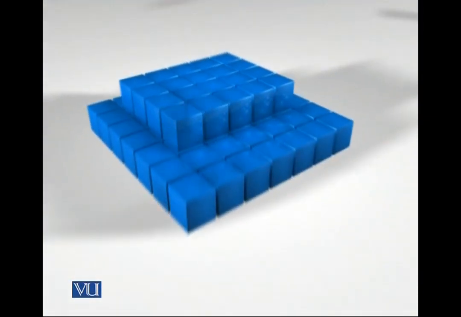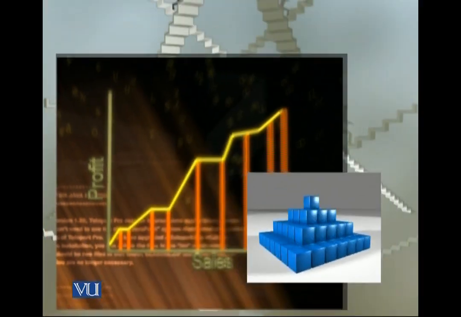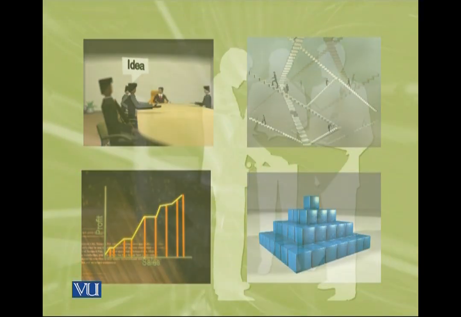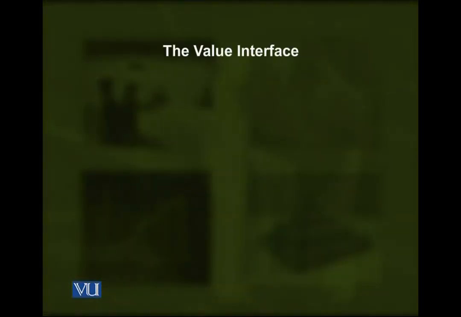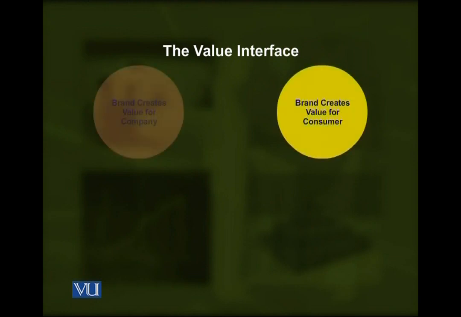Let us try to understand this concept by way of a value interface, which is graphically illustrated right there. You can see these three circles.